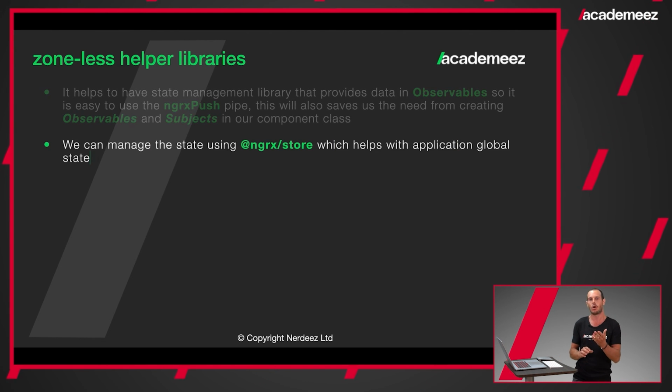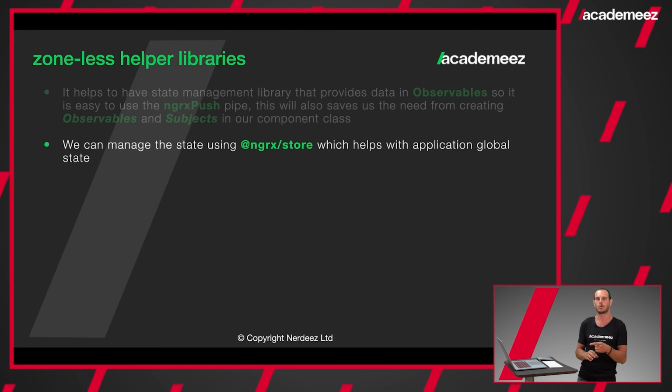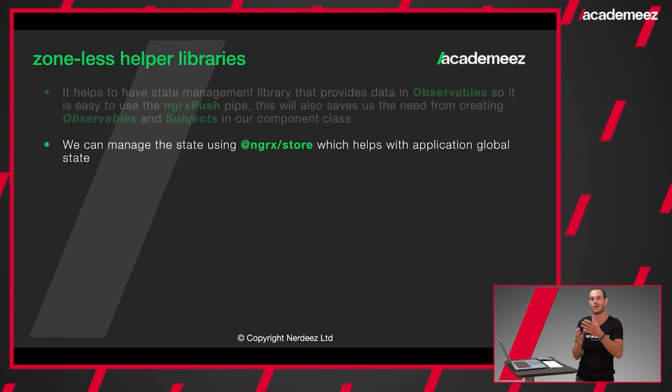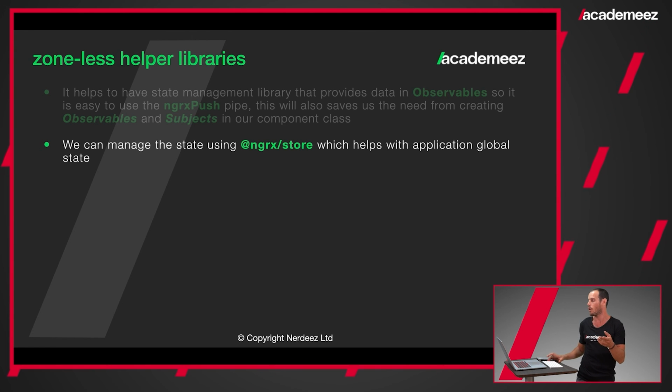So you have NgRx Store, which you have a chapter about in the NgRx library, so make sure to check that out. It's the most popular Redux implementation for Angular. It transfers the data as observables, so it makes it easy to work in OnPush or in zoneless. So I highly recommend this library if you're working in zoneless or OnPush.